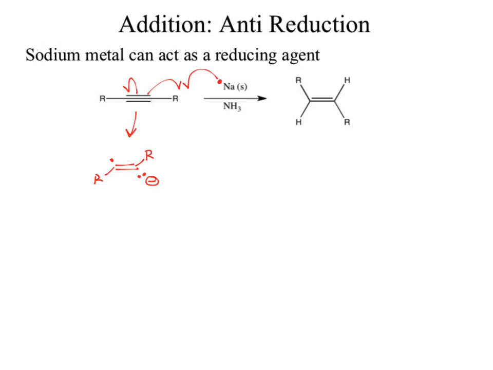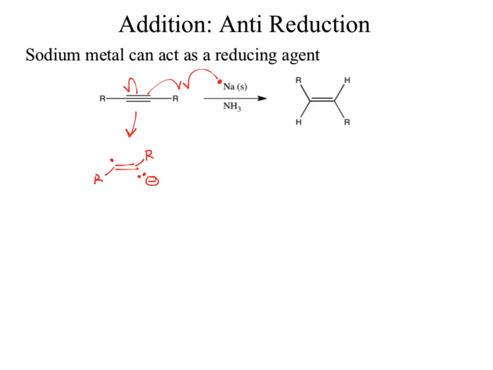Sodium metal will dump an electron into the alkyne. That now exceeds the electron capacity for the pi bond. The pi bond breaks. We end up forming a lone pair on one carbon and a negative charge on the other. We then have a negatively charged carbon.